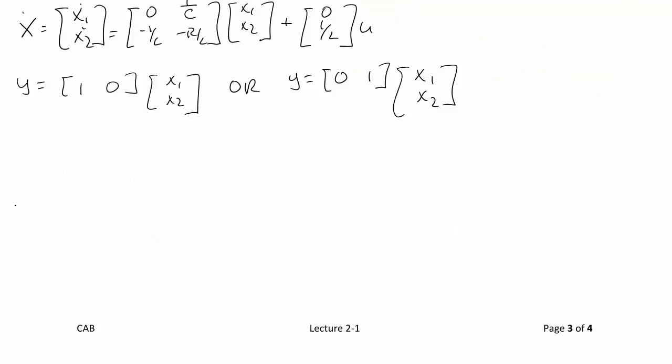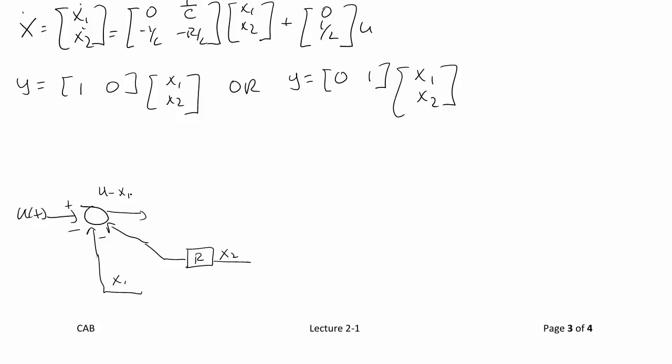So now let's create the system block diagram. We have our input U of t, and that goes through a summer where this is positive, and then we're going to have two negative inputs. This line down here is x1, and this line here is going to be R times x2. So then the output right here would be U minus x1 minus R x2, which we multiply by 1 over L.